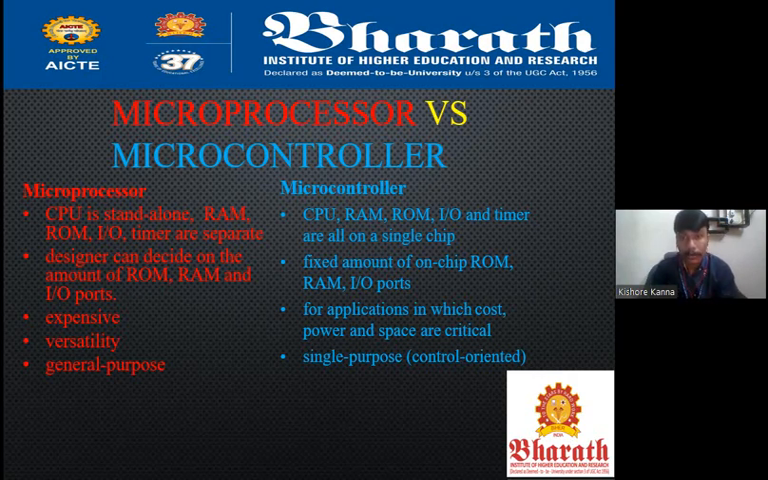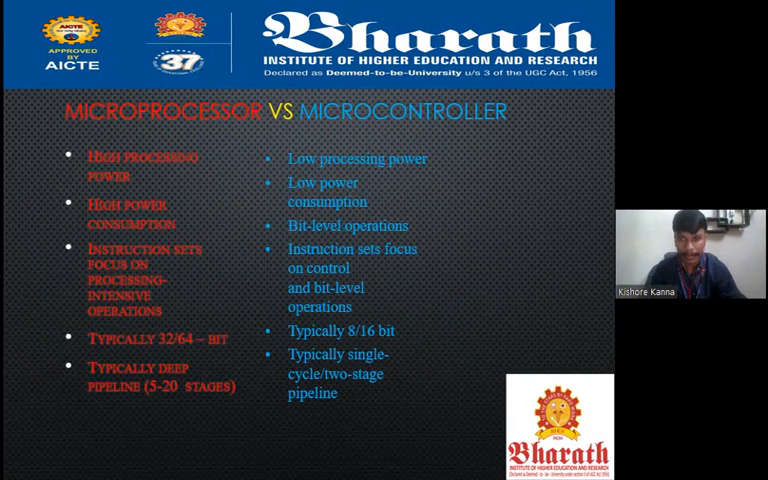The microcontroller is used to control the function of the microprocessor, and the microprocessor has high processing power. Why? Because it takes the input, processes it according to the need and demand of the output, and produces the output. It has high processing power, but the microcontroller does not have that much function to process, so it has low processing power. Its only job is to control the function of the microprocessor. The microprocessor has high power consumption, but the microcontroller has low power consumption. The instruction set focuses on processing-intense operations.